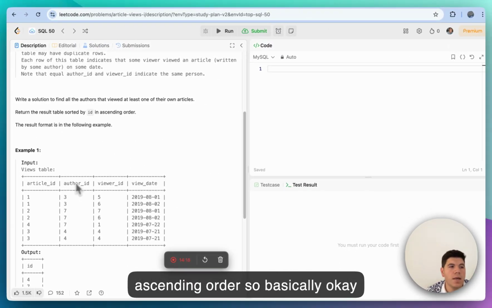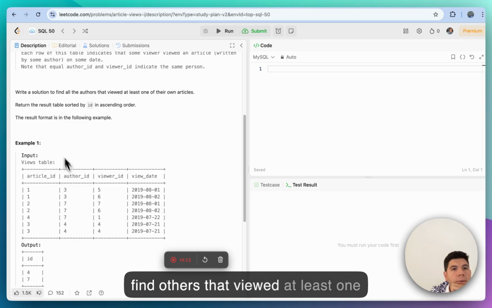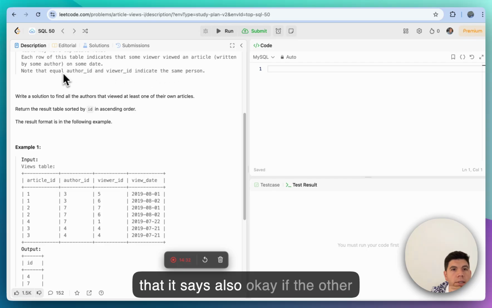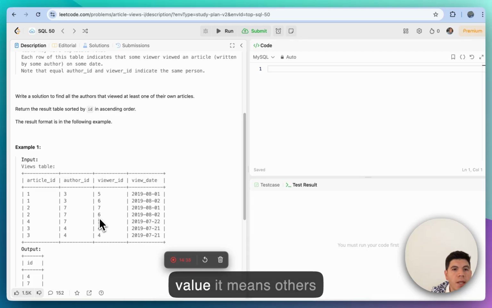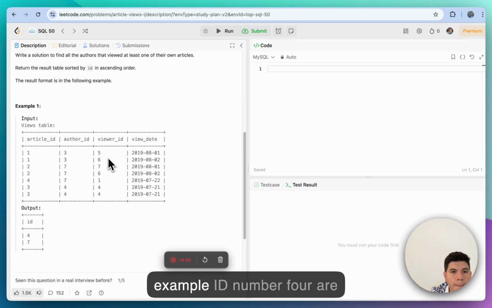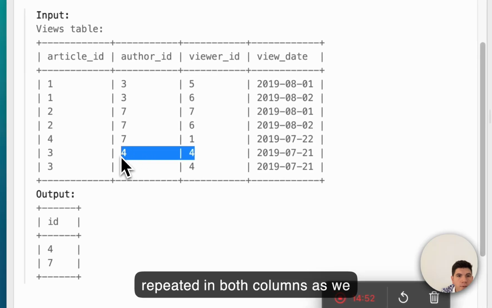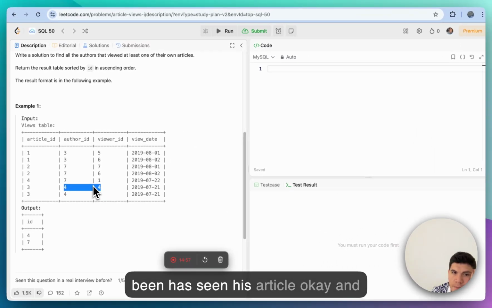So basically, okay, this is our article ID. We need to find authors that viewed at least one of their own articles. So it says, okay, if the author ID and viewer ID is the same value, it means authors viewed their own articles. So here, for example, ID number 4 is repeated in both columns, author ID and viewer ID. It means the same author has seen his article.